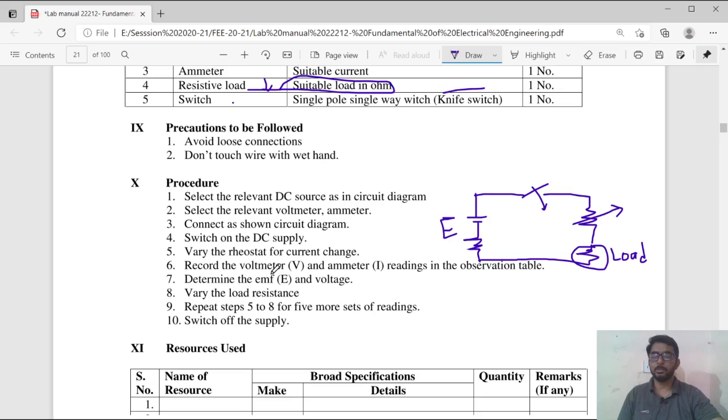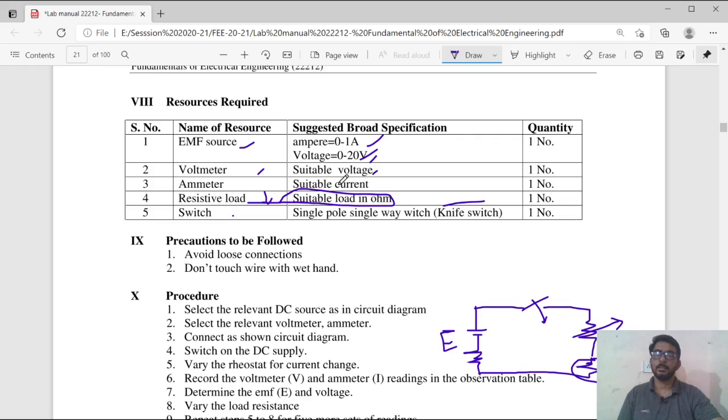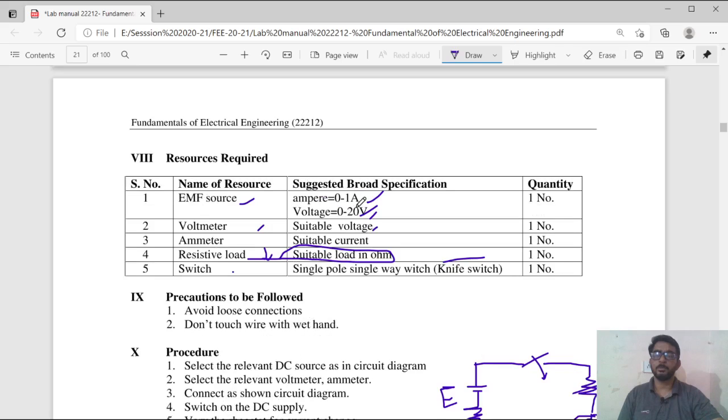Precautions to be followed: avoid loose connections, and do not touch the wire with a wet hand. Since we are working up to 20 volts, sometimes in the laboratories there are rectifiers that convert this AC voltage into DC voltage, and at that time we can use higher values of voltage. So if these wires are open, then you will get a shock.